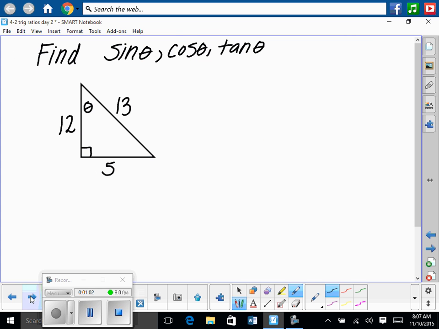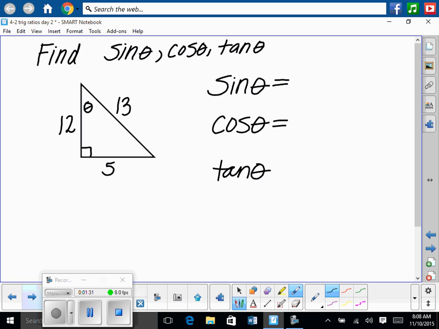All right, let's go ahead and just practice. Here's my first example. I'm just going to do a couple, then I'm going to let you work. Find sine theta, cosine theta, tangent theta. Given theta in this corner right here, notice we're given all the sides, so we don't have to use the Pythagorean Theorem to find anything. So we have sine theta, cosine theta, tangent theta, and then we simply fill it in.